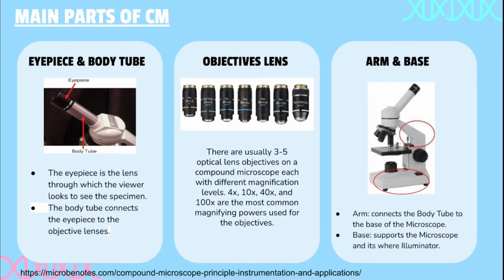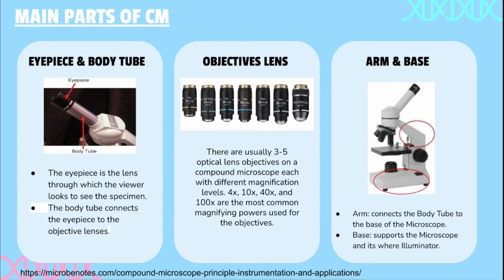Next, we need to know the main components in compound microscopy. First, the eyepiece and body tube. The eyepiece is the lens through which the viewer looks to see the specimen. It usually contains a 10 or 15 magnifying power lens. The body tube connects the eyepiece to the objective lenses.